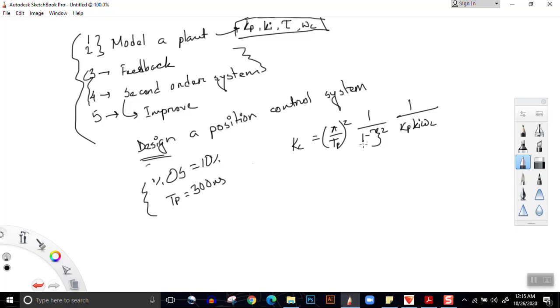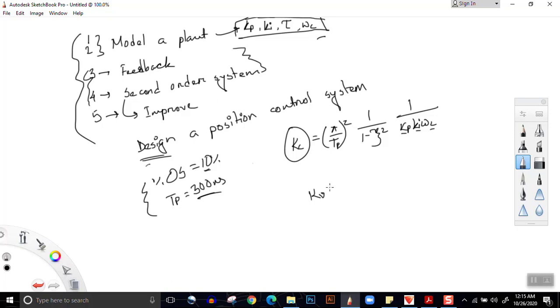1 by Kp, omega c. We know the Tp given in the system. We know zeta from the overshoot. We know Kp, Ki, and omega c from experiment 1. So we can readily determine Kc. And after determining Kc, we determine Kv.